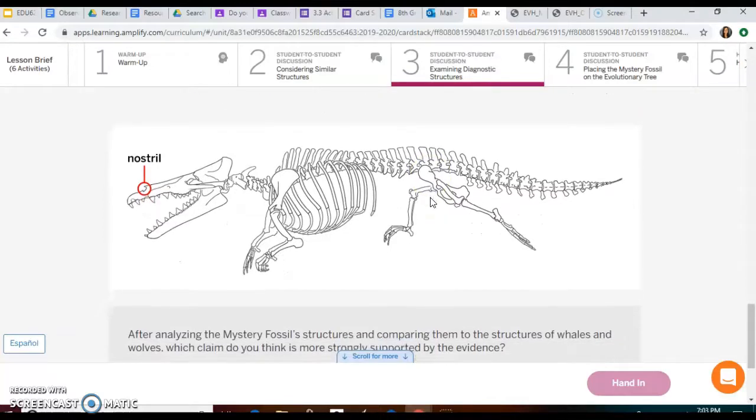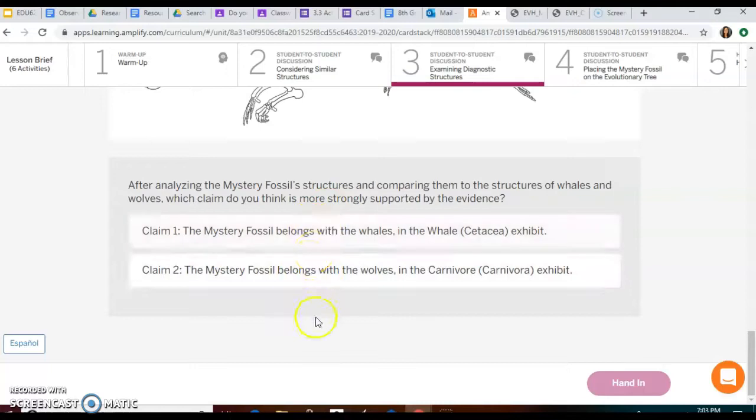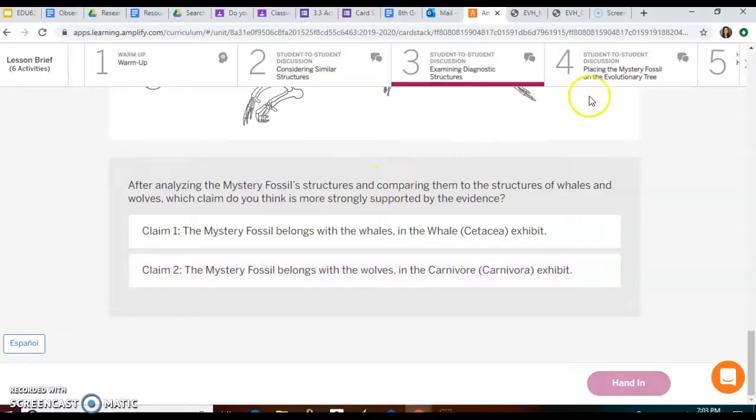So you look at all those cards, gather your evidence, gather some thoughts, and then here's where you're going to be deciding which claim you agree with. We have claim 1, that the mystery fossil belongs with the whales, and claim 2, that it belongs with the wolves. So you need to decide which one. If I was you, I would decide a little bit early on. That way, when you're looking through all those evidence cards, you can use some of those evidence pieces to back up your claim, which you'll need to in a second.